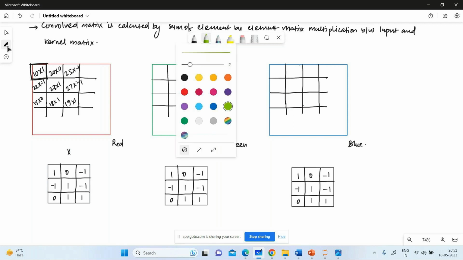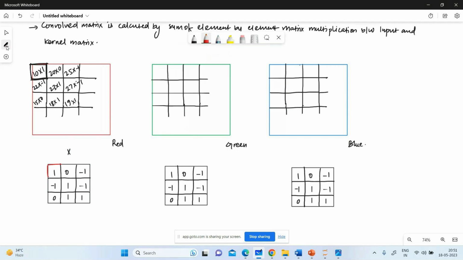Remember, it is all about the individual values. Here individual values are getting multiplied, as you can see I have placed 10 with 1, 20 with 0, this with minus 1, then minus 1, then 1, then minus 1 again, then this is 0, this is 1 and 1. Similarly, it will happen here as well. Now multiply them individually, then sum them and give me the resultant output. Now I'll change some numbers, multiply them individually to get our resultant.